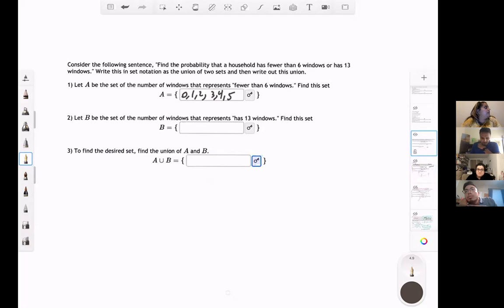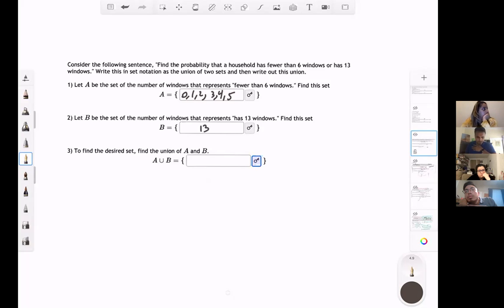Set B has 13 windows. What is B? Just 13. It will be just 13. Very good. So this will be 13.